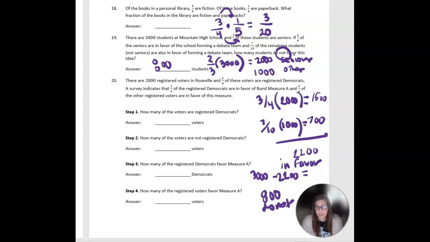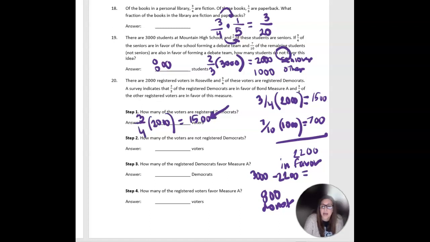Number 20 is easier than number 19. There are 2,000 registered voters in Rolesville. 3/4 of these are Democrats. A survey indicated that 2/3 of the Democrats are in favor of Bond A. Okay, how many voters are registered Democrat? So what we want to do here is we want to take 3/4 of 2,000, because there's 2,000 total voters. 4 goes into 2,000. Where did we just do this? Yeah, we just did this right here. It's 1,500. Okay, so that's how many are Democrats.